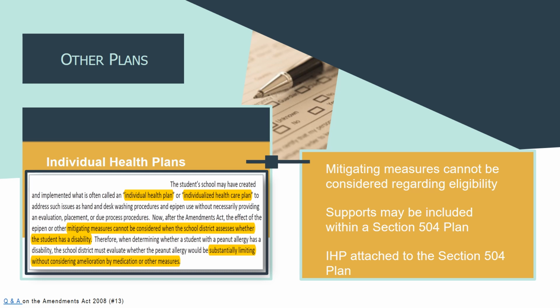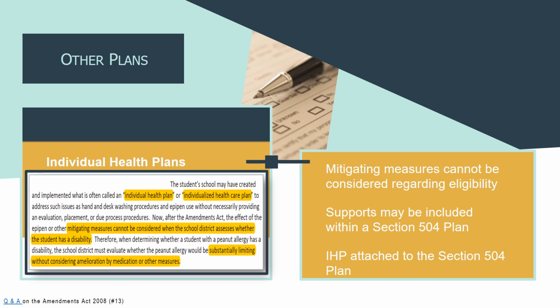Students served under Section 504 may have a health or medical condition that requires health interventions. In 2009, the Amendments Act broadened the definition of disability under Section 504. Because of this change, mitigating measures can no longer be considered when determining eligibility for services under Section 504. Mitigating measures are supports that alleviate a student's challenges. For example, the alleviating support of medication, technology, or other aids cannot prevent a student from being served under Section 504. Only the use of ordinary eyeglasses or contact lenses can be considered when determining if the student meets the definition of a disability.